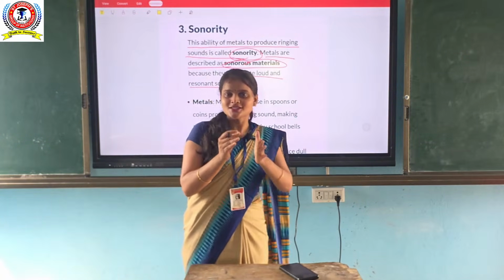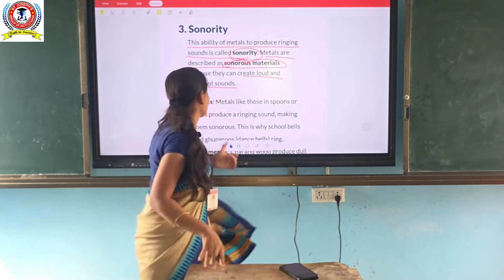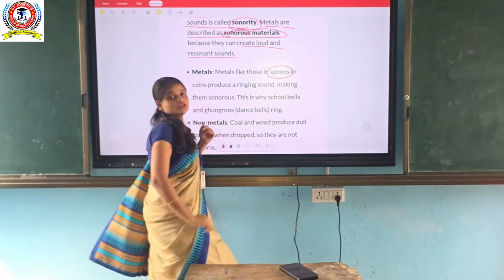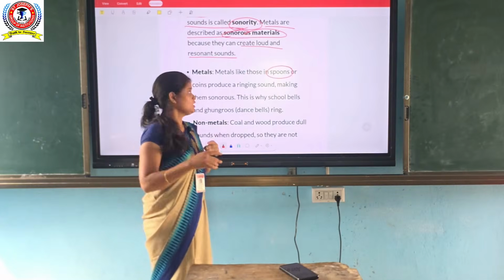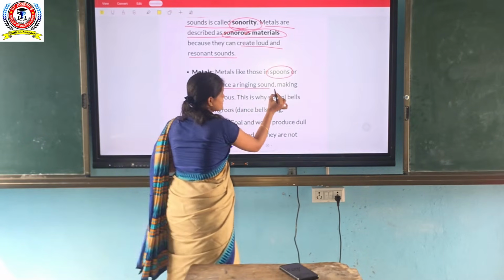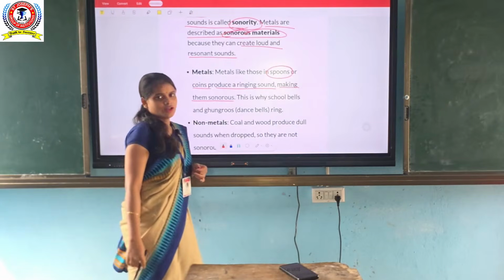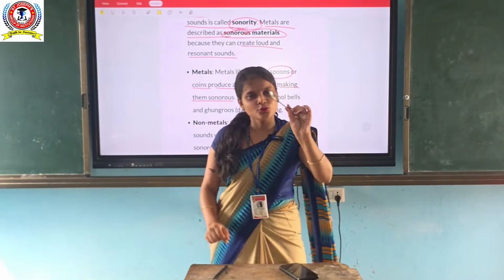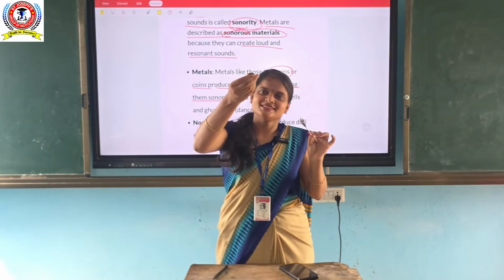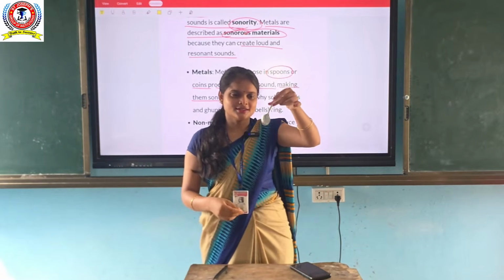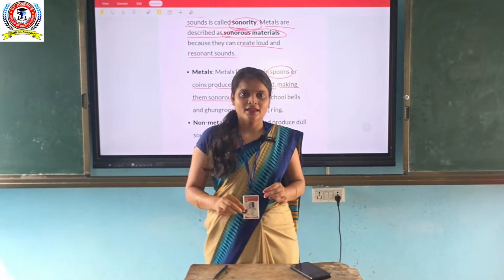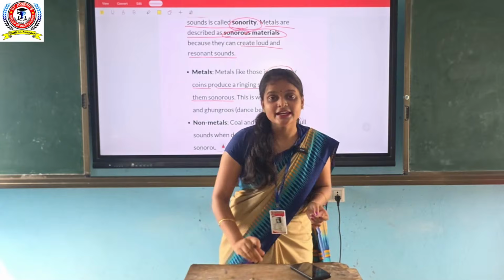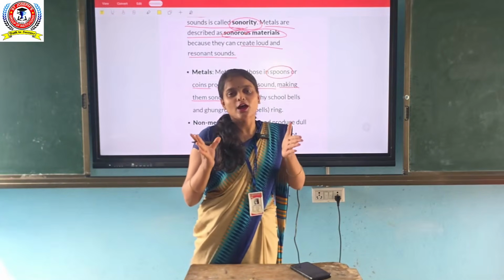I will give you an experiment here. Metals like a spoon, we know a spoon is a metal, or coins produce a ringing sound, making them sonorous. I will give you an example. What is this? This is a spoon, right? And this is another type of metal I will hold here. When I drop it, another metal, what will they create? They can create a huge or loud sound.